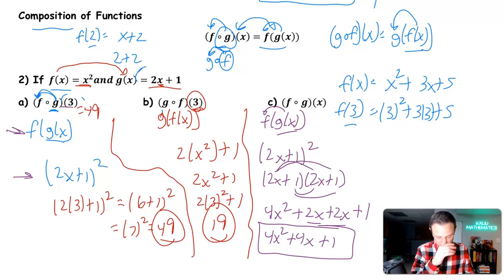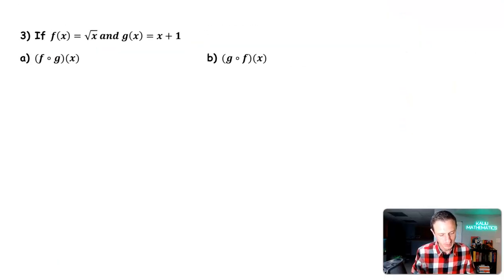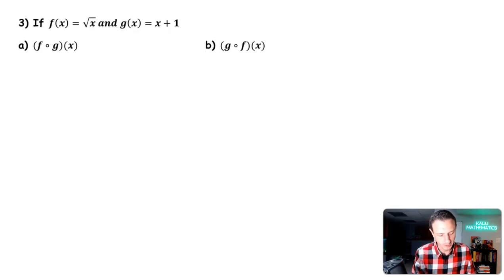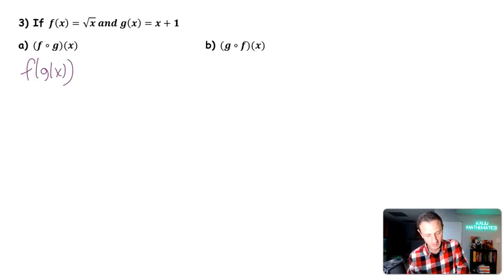So composition of functions, it's really a notation thing. I have one more example here that we'll do. If f of x equals the square root of x and g of x equals x plus 1, find f of g of x and find g of f of x. So this is f of g of x, and this is g of f of x. So the notation here, whatever's coming second is going into the first. So g of x is going into f of x for letter A, and f of x is going into g for letter B.